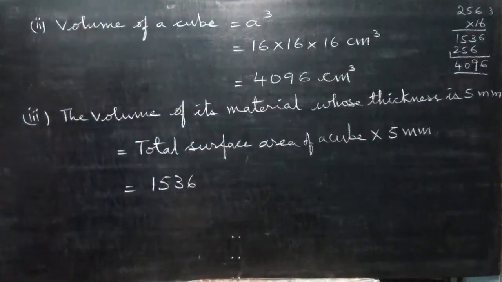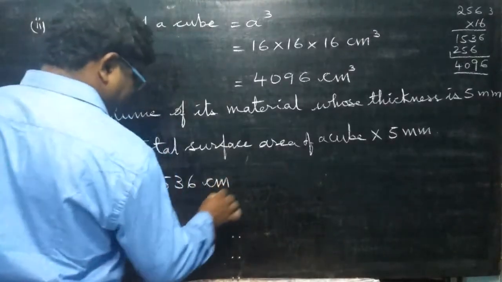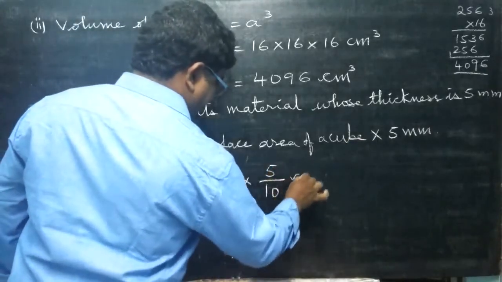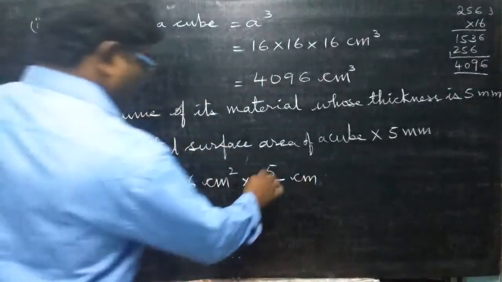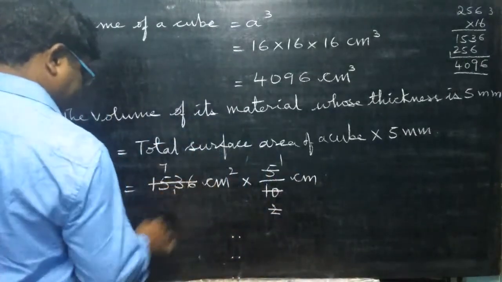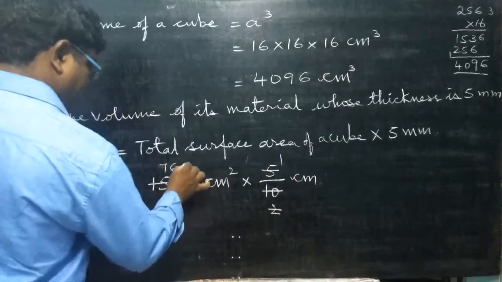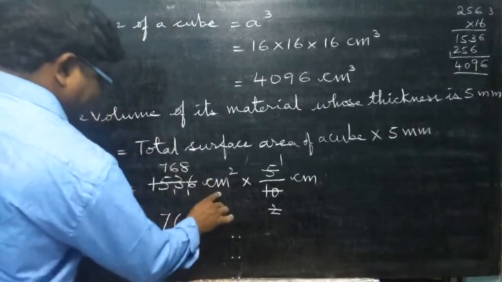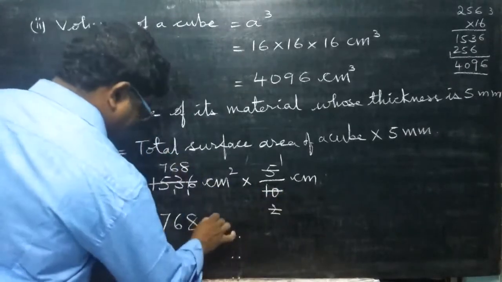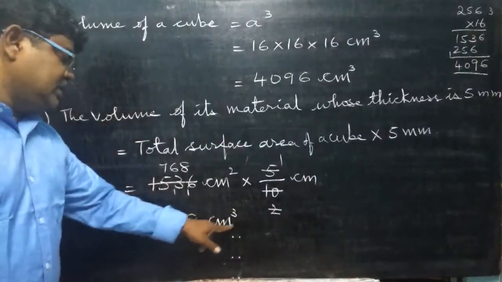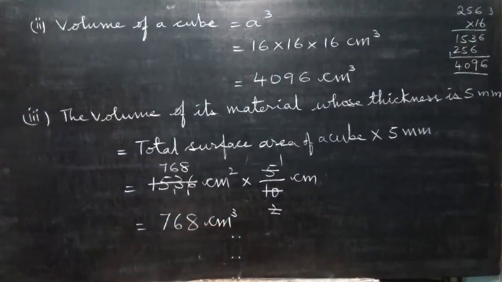Total surface area of a cube is given as 1536 centimeters square. 5 millimeters I am changing as 5 by 10 centimeters. Now 5 ones are 5, 5 goes here 2 times. 2 7s are 14, 2 6s are 12, 2 8s are 16. So 768. Here centimeter square, here 1 centimeter, so centimeter cube. They told always volume will be in cubic units. So centimeter cube. This is the answer. Write the conclusion.